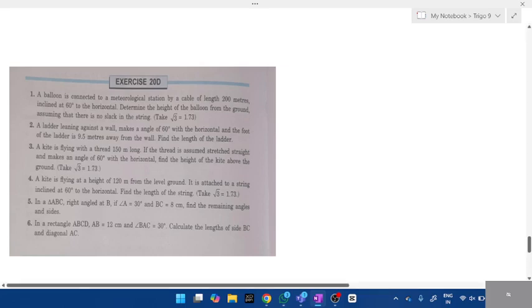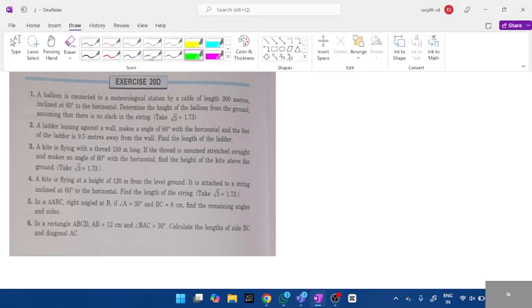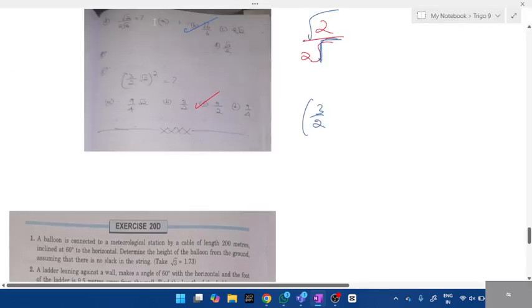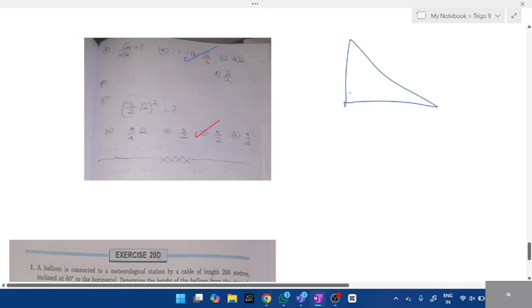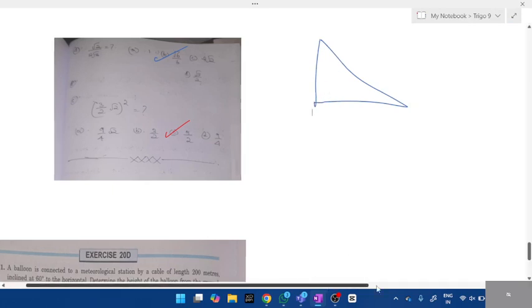Fine. With this, we forgot one more theorem. Last part. Which theorem is applied here for right angle? Which theorem did we study? Pythagoras theorem. So in Pythagoras theorem, there are 2 ways to do it.